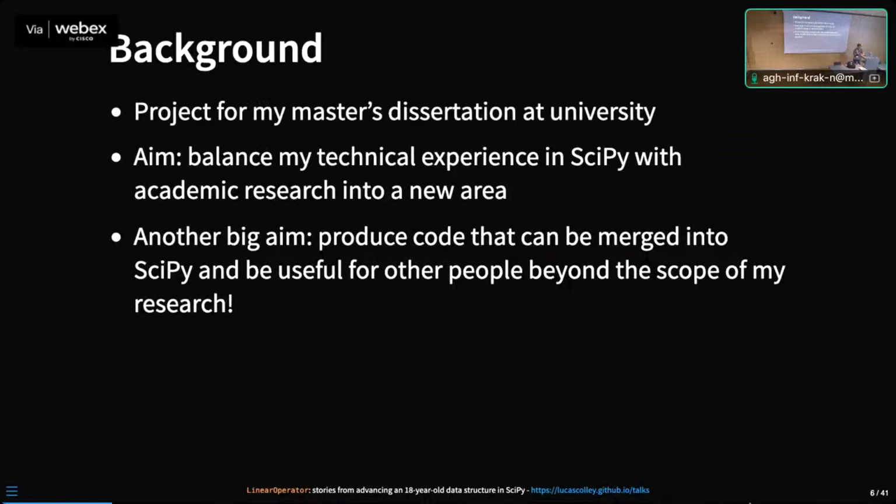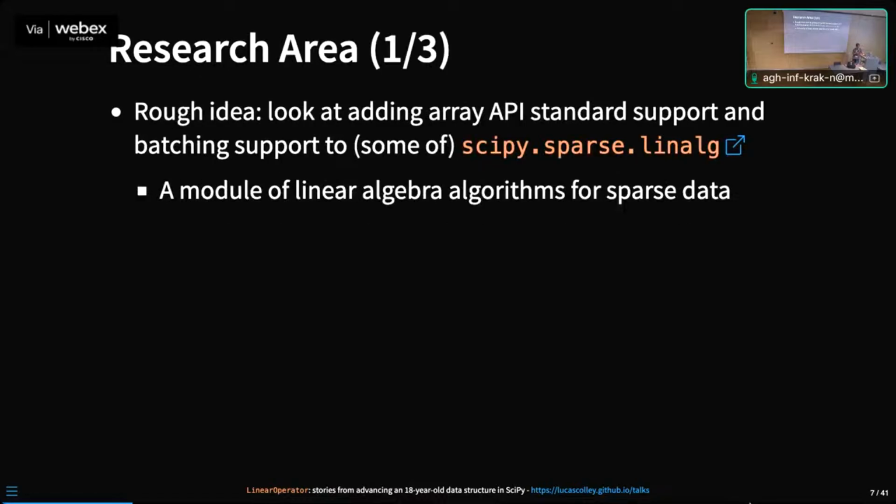This work that I'm talking about here was part of a project for my master's dissertation at university. I got to choose what to research this year, which was great. So I tried to find a balance of my technical experience in SciPy, do something where I knew I could get stuff done, but also have some research into a new area as well. Another big aim I had was to produce something that could hopefully be merged into SciPy and be used by other people beyond the scope of the research. And this linear operator stuff, I was using it for the iterative solvers in SciPy, but it could also be used elsewhere. So that's why I wanted to work on this stuff.